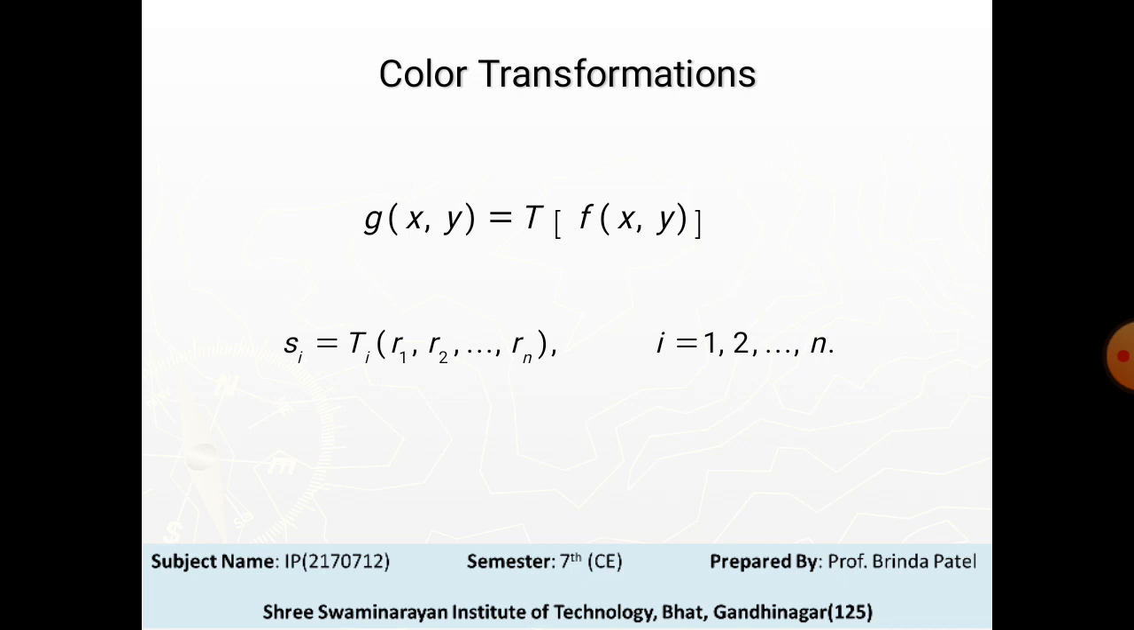So we will give attention in this section to color transformations of the form s_i = T_i(r_1, r_2, ..., r_n), where i = 1 to n. For notational simplicity, r_i and s_i are variables denoting the color components of f(x,y) and g(x,y) at any point (x,y), and n is the number of color components, and T_1, T_2, up to T_n is a set of transformation or color mapping functions that operate on r_i to produce s_i. Note here that n transformations T_i combine to implement the single transformation function T.